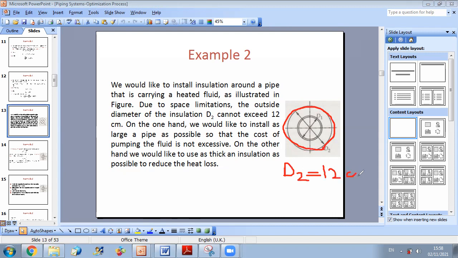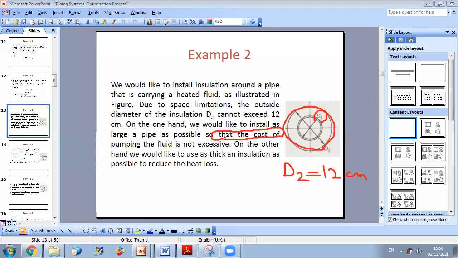So then the variable we need to work on is D1. On the other hand, we would like to install as large a pipe as possible so that the cost of pumping the fluid is not excessive. So we have another criterion: we want to reduce the cost as much as we can. Here the objective function is the cost, and we want to try to minimize it.